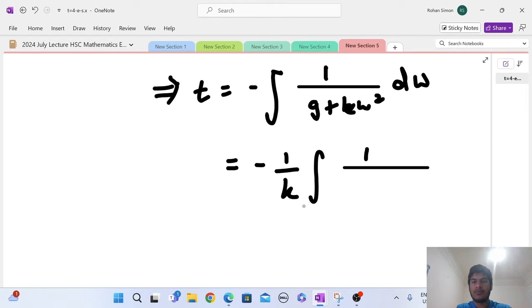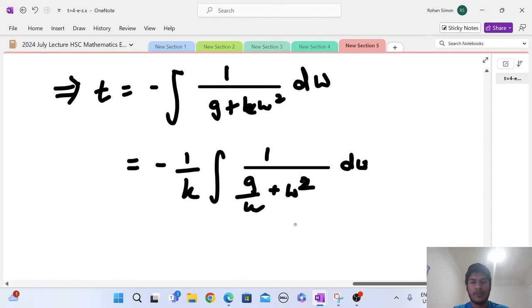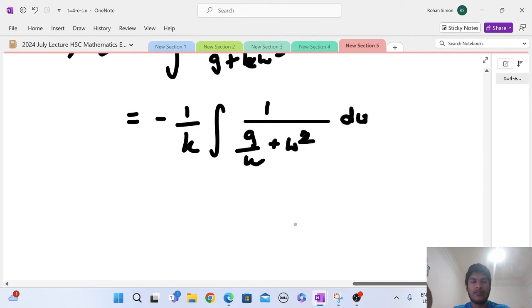It's g on k plus w squared. Well, if we have something plus something squared in the denominator, that usually indicates we've got some sort of trig function, or inverse trig function. In this case, it's tan inverse, and so the thing inside the brackets for tan inverse must be the square root of g on k.